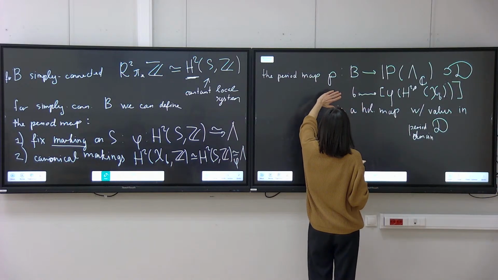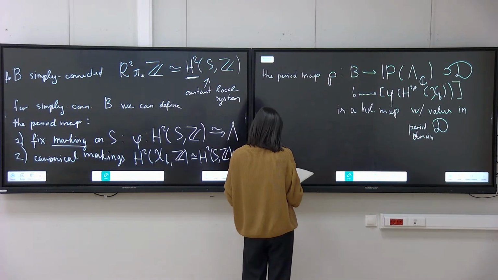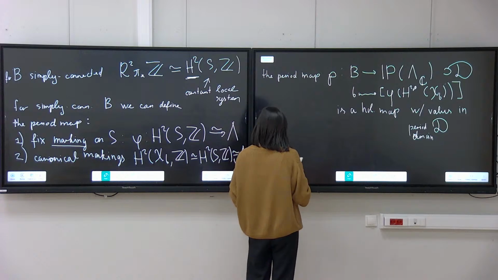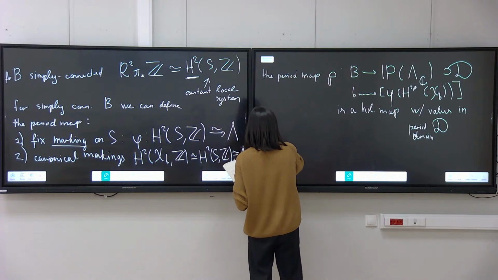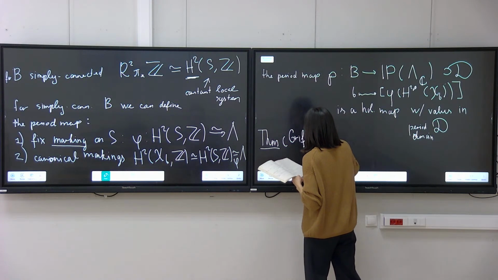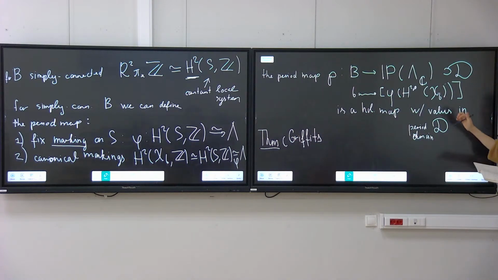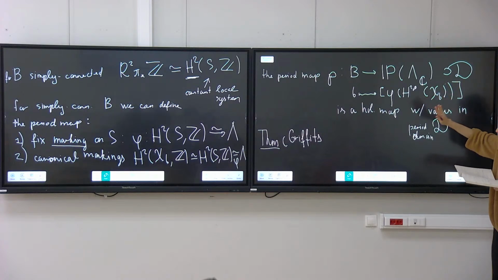Okay. So we have a period map with values in the period domain, and now I need to explain something about Griffiths transversality. The lattice is 22-dimensional, right? So the projectivization is 21-dimensional, and this is an open subset inside a quadric. So the quadric is 20-dimensional, just because the corresponding projectivization is 21. Okay, that's what we discussed last time.